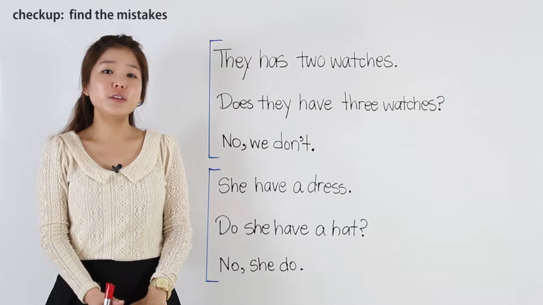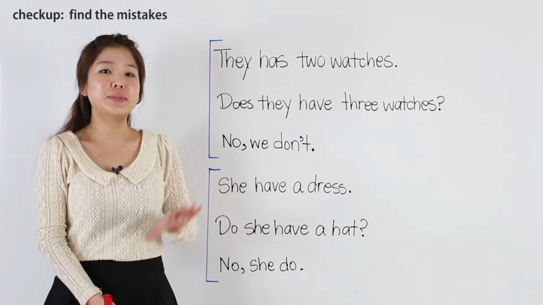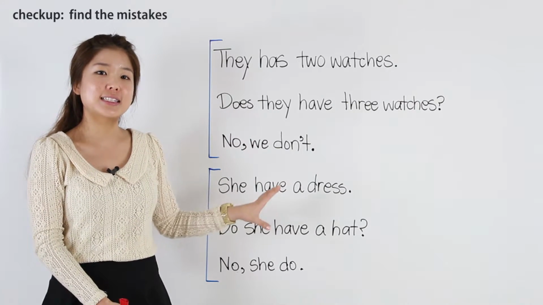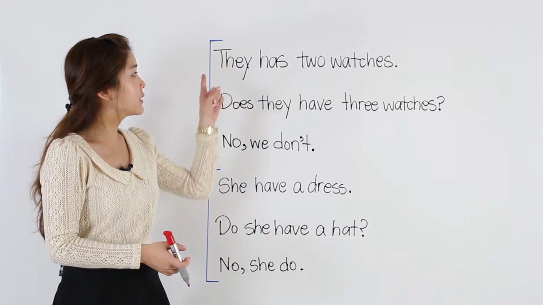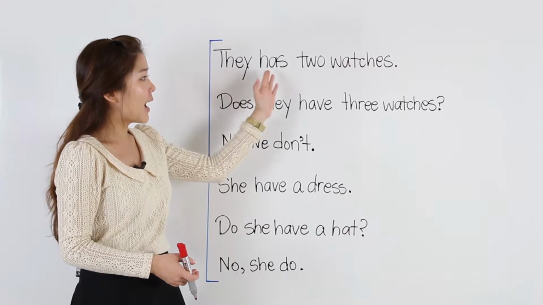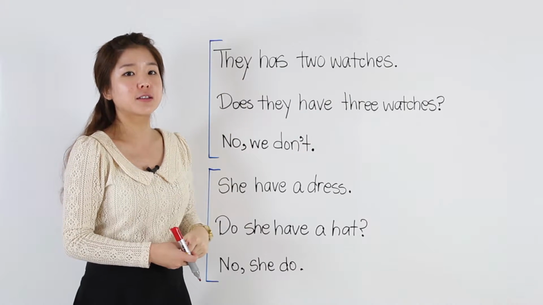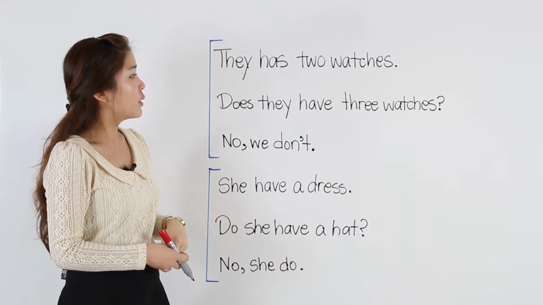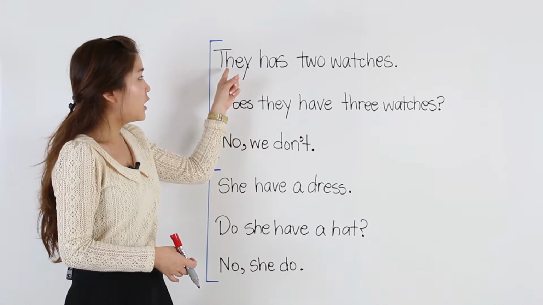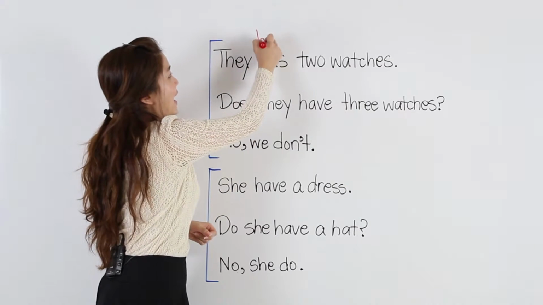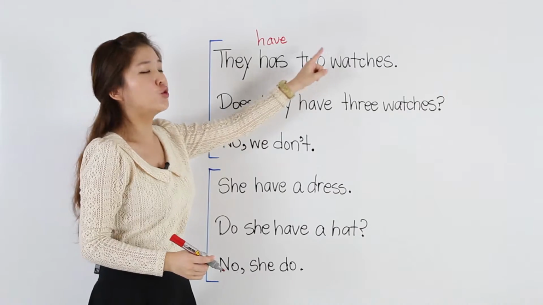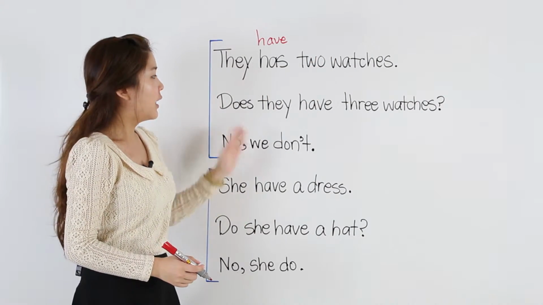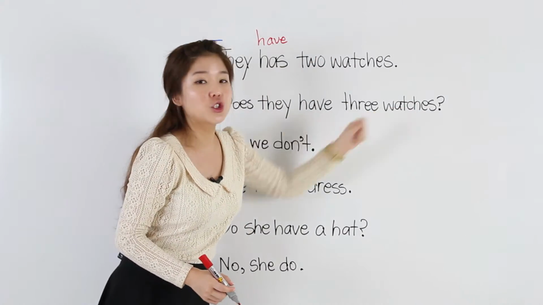Okay, now for this practice, we have to find the mistakes in these sentences. What's wrong with them? Okay, so let's look at the first one. They has 2 watches. Remember, for they, we have to use have, not has. They have 2 watches. The next one is a question.